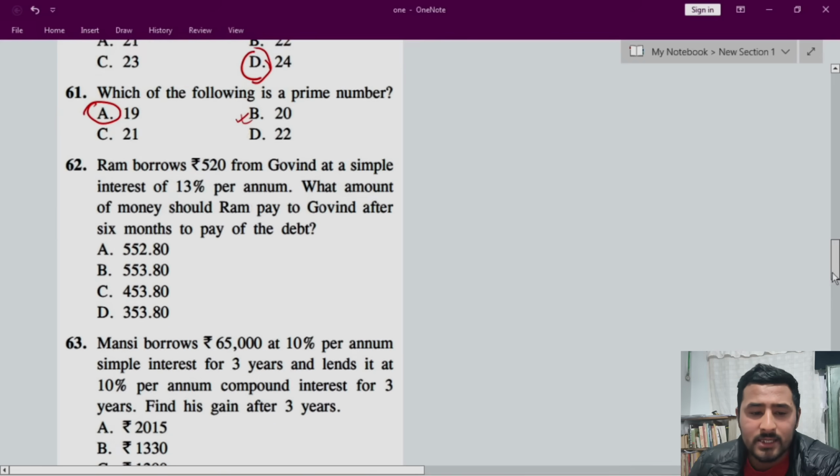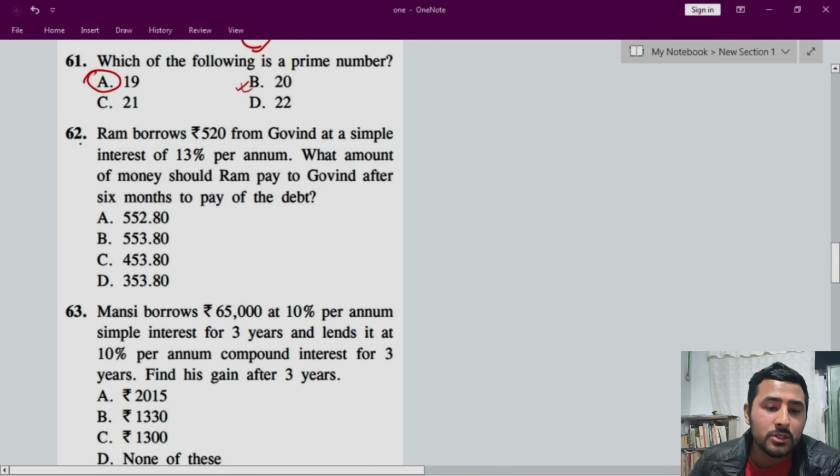So let's go to the next. That is question number 62. This will be the last question for today. Then we'll solve the rest of the remaining questions in the next video. Okay. Ram borrows rupees 520 from Govind at simple interest. Remember, simple interest of 13% per annum. What amount of money should Ram pay to Govind after 6 months to pay off the debt?